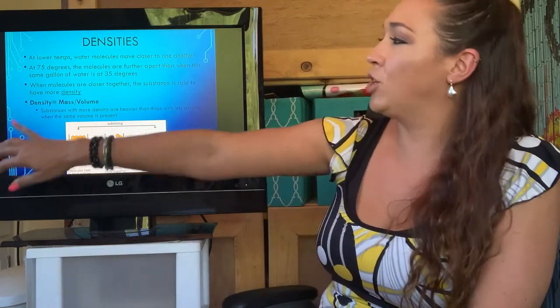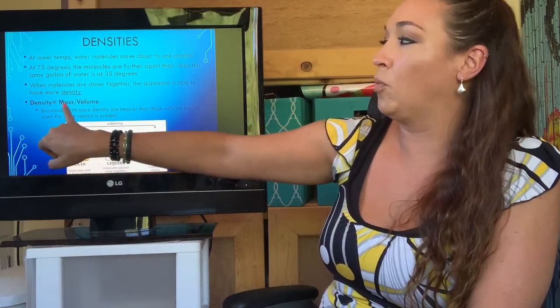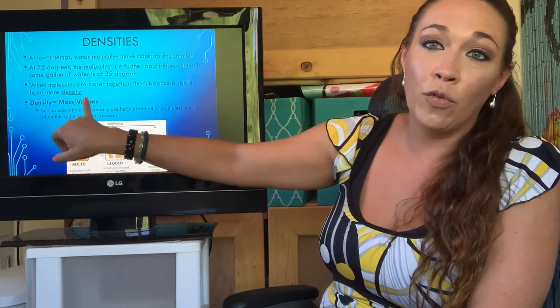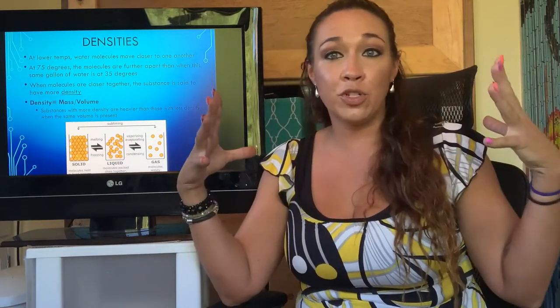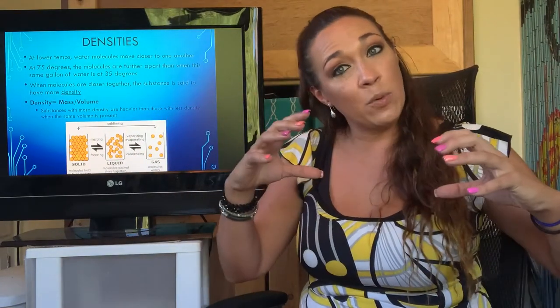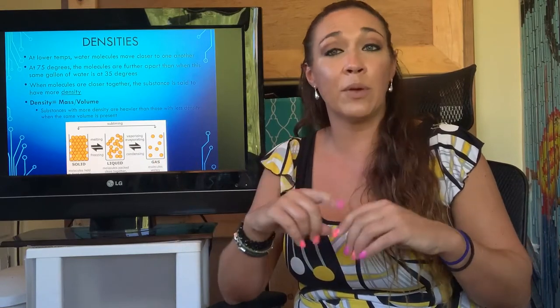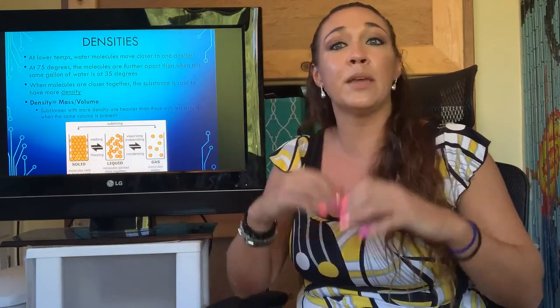But you should know that density is mass over volume, or how big something is over how much space it takes up. Okay, so how much is there versus how much space is there. So if I have a lot of water molecules in a small amount of space, that would be very dense. If I don't have a lot of water molecules in the same amount of space, that would be less dense, right? It wouldn't have the same density.